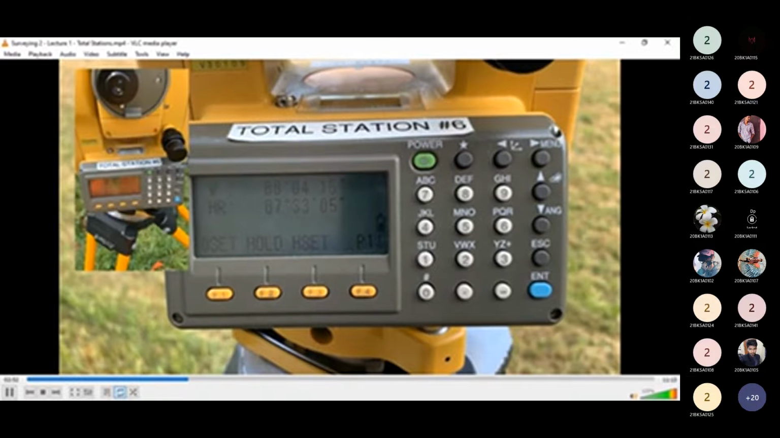Let's look at how to use the total station. The first thing we'll do is turn on our laser plummet.